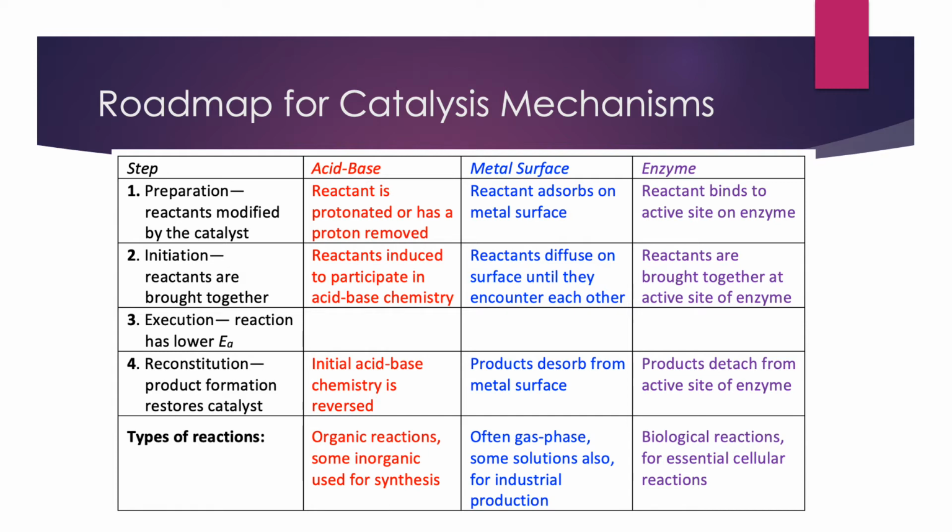Well, if we're talking about acid-base catalysts, the first step, the preparation, is that the reactant is protonated, or it has a proton removed. So that alters the reactant in such a way that it's more susceptible to undergo a reaction. In the second step, the reactants then are induced to participate in what amounts to acid-base chemistry. And then once that acid-base chemistry is finished, the initial acid-base reverses. That is to say, the catalyst will then undo what it did in the first step. So if it protonated something, it will take the proton back. If it removed a proton from a reactant, it'll donate the proton back. It reverses that first step so that we are able to recover products.